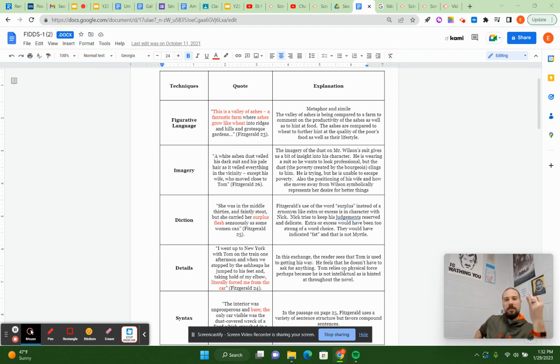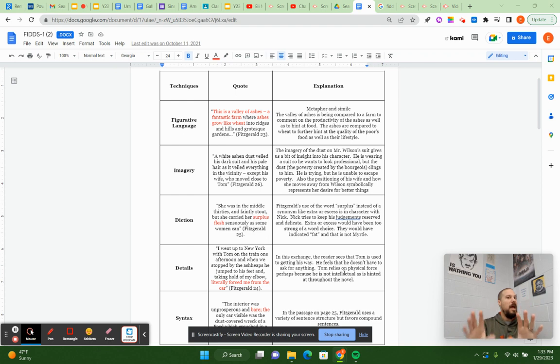It's metaphors, it's similes, onomatopoeia, it is alliteration, it's allusions, it's hyperbole, it's all sorts of things. So figurative language is really all encompassing. There's a lot of different things you can do with figurative language. And so, like the example I give here from The Great Gatsby, all these examples are from The Great Gatsby. So this is a valley of ashes, a fantastic farm where ashes grow like wheat.